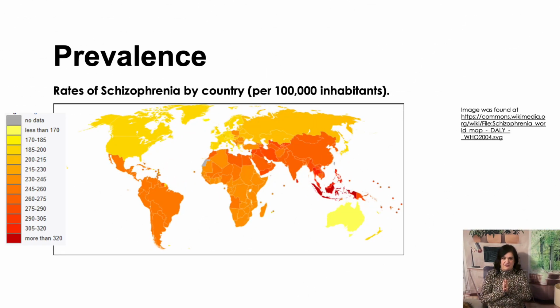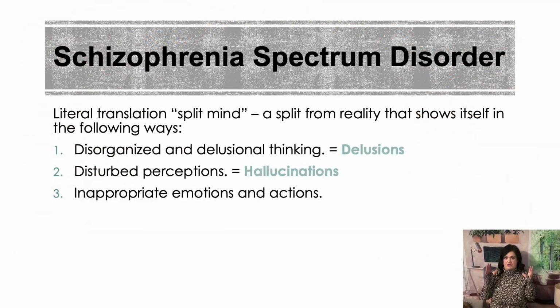So the different kinds of schizophrenia, you see on this map here, it shows you the prevalence of the rates of schizophrenia by country per 100,000 inhabitants, okay? That really makes it a global issue. The literal translation of schizophrenia is split mind, okay? Dissociative identity disorder is a split personality, while this one is a split mind, a split from reality, right? That shows itself in the following ways.